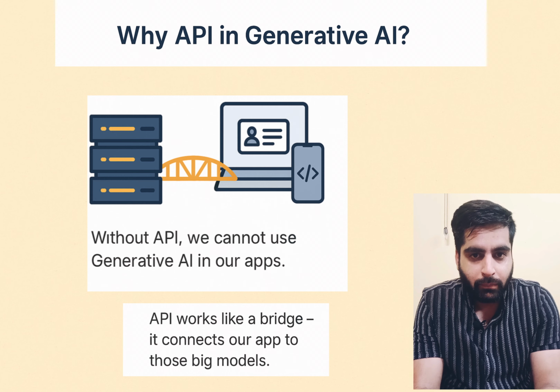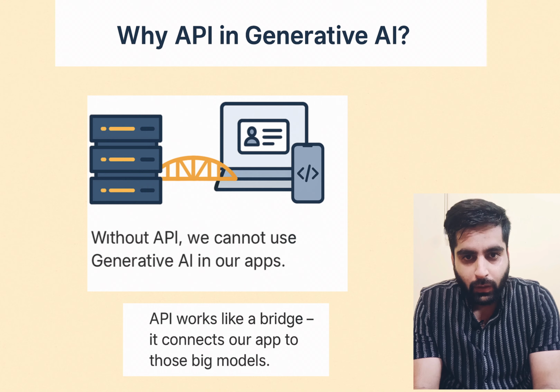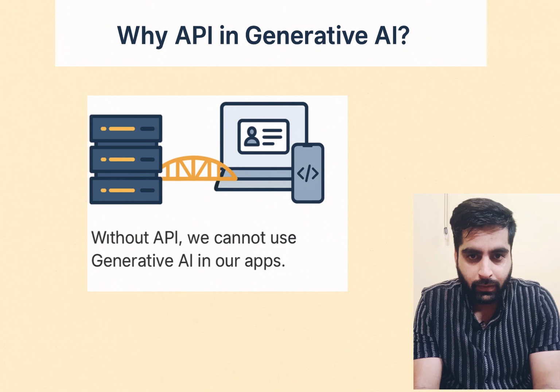So API here acts as a bridge where it connects our apps to those servers. Without API, we cannot access generative AI models. So this was all.